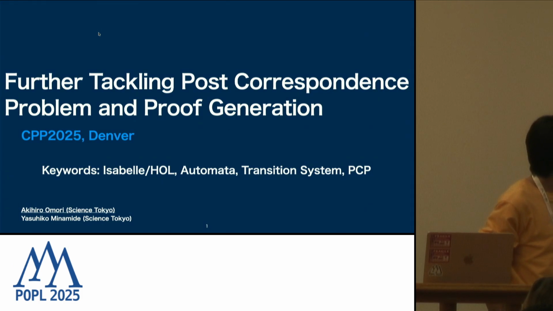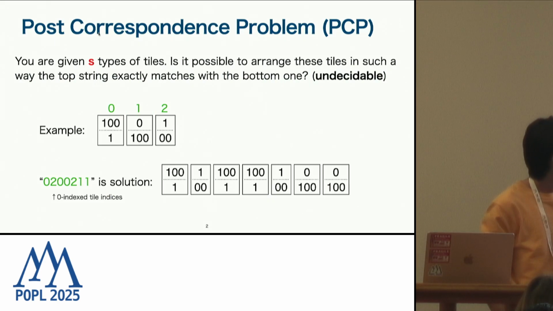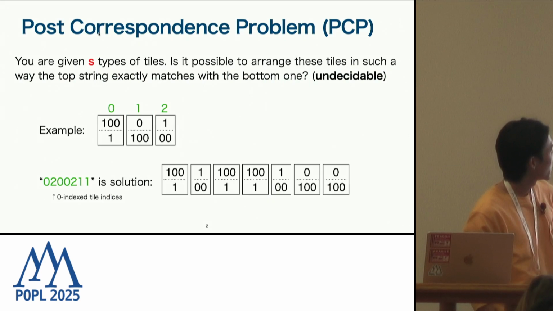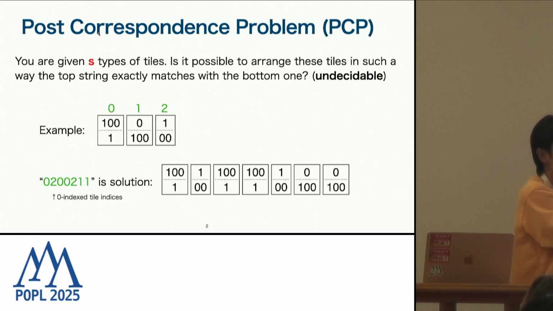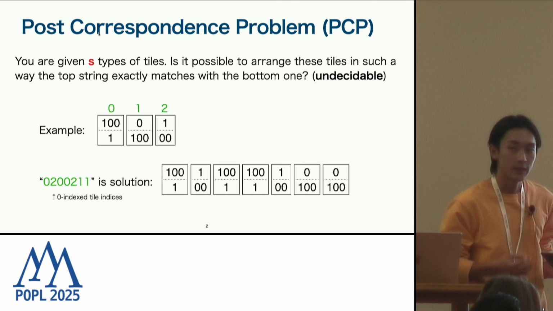This work has been carried out by myself, Akihiro Omori, and my supervisor, Yasuhiko Minamide, both from the Institute of Science, Tokyo. Let's start by revisiting the post-correspondence problem, or PCP for short. This problem was proposed in 1946 by Emil Post and is well known for its undecidability.